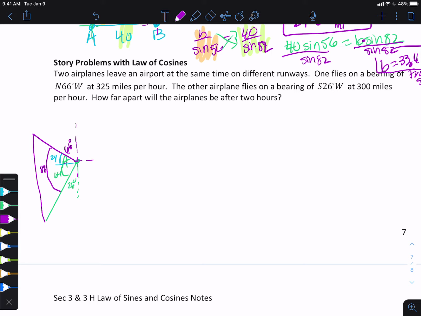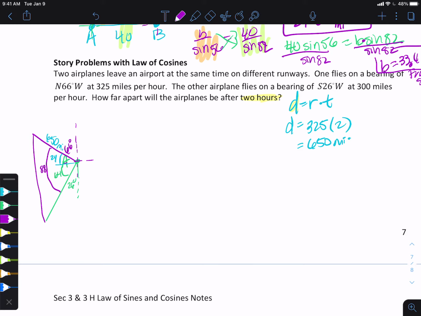Now we've got this other piece of information that says this plane is flying 325 miles per hour. This plane is flying 300 miles per hour, and we're looking at how far apart they will be after 2 hours. So we have to do a little bit of math. Hopefully you remember that distance is rate times time. So for our first airplane, the rate is 325 miles per hour and the time is 2 hours. So 325 times 2 gives us 650. That means the first airplane, which was this one, has gone 650 miles after 2 hours.